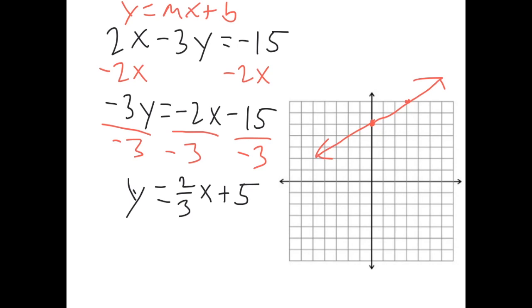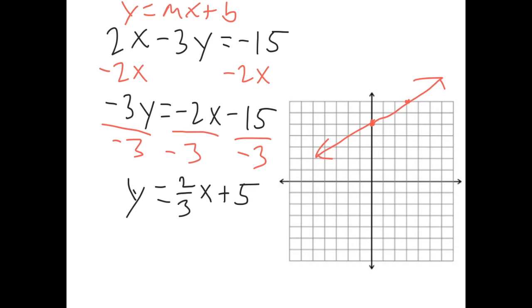So that's how you do this. It's already in a different form, so you need to bring the x to the other side. You need to divide everything by what's multiplying y, and then graph it. Y-intercept, then slope.